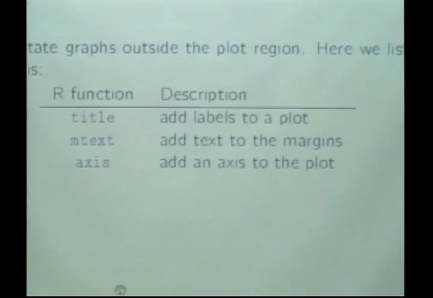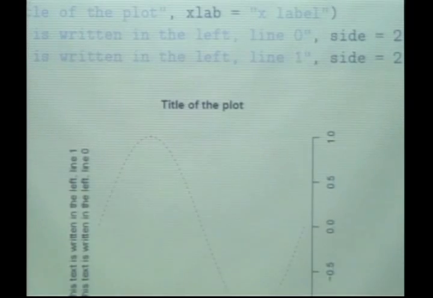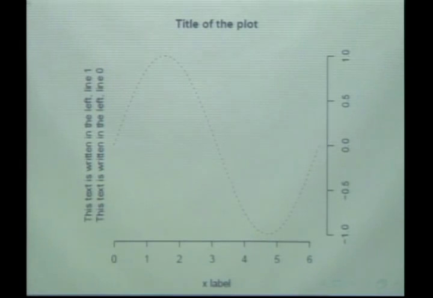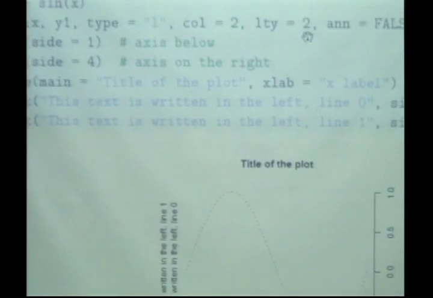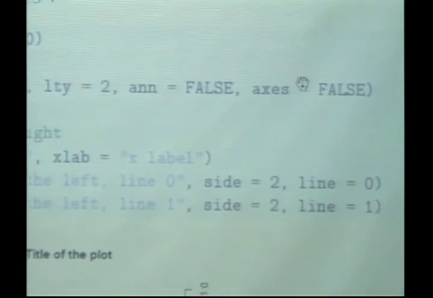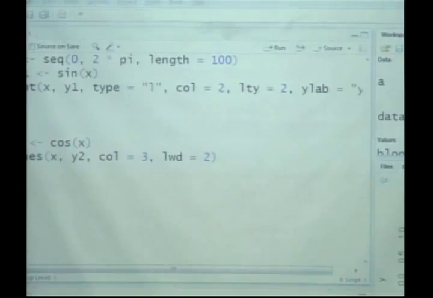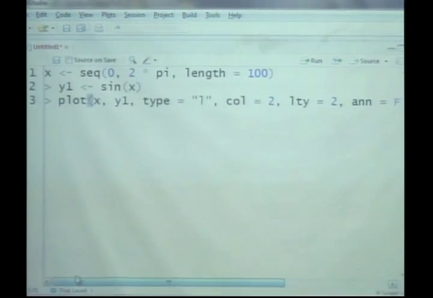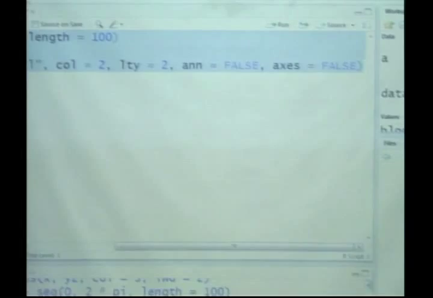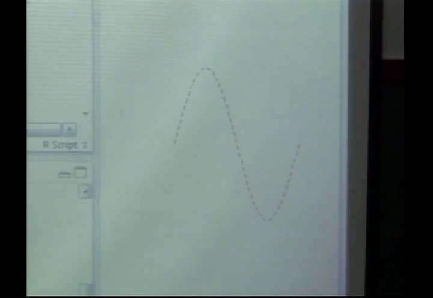And we can also annotate graphs outside the plot region, and here we have some functions to do this: title, mtext, or axis. So, for instance, in this case, first I compute x and y, and I represent the sine function with a solid line, well, not a dashed line because I changed this to 2, in red, without any annotation and without axes. So I'm going to run this part to see how it looks. Up to here, this is what I get: no axes, no annotations, X label, Y label, titles, etc.